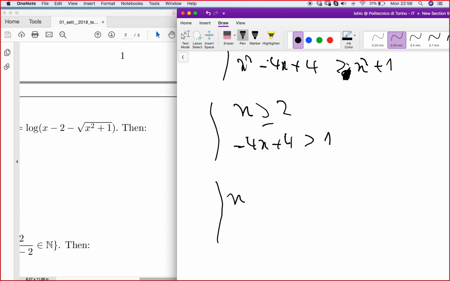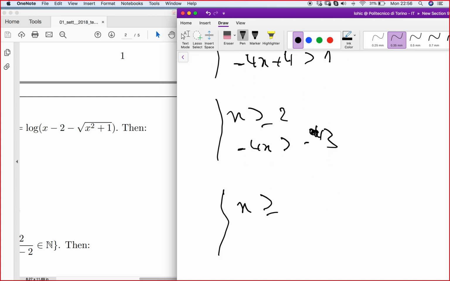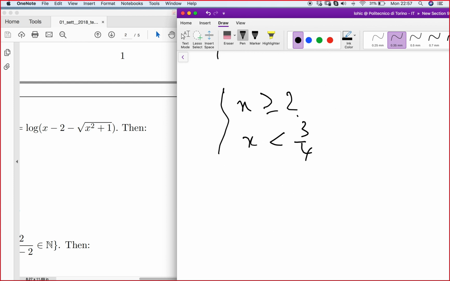So we continue and we get that x should be greater or equal than 2, and minus 4x should be greater than minus 3. Finally, when you multiply both sides of an inequality by a negative number, you have to flip it, so it becomes x smaller than 3 over 4, right? So here are the two conditions that we got: x greater or equal than 2, and x smaller than 3 over 4. This is not or. The two conditions should intersect, so they are combined with and. The two conditions should both hold. Yes or not?